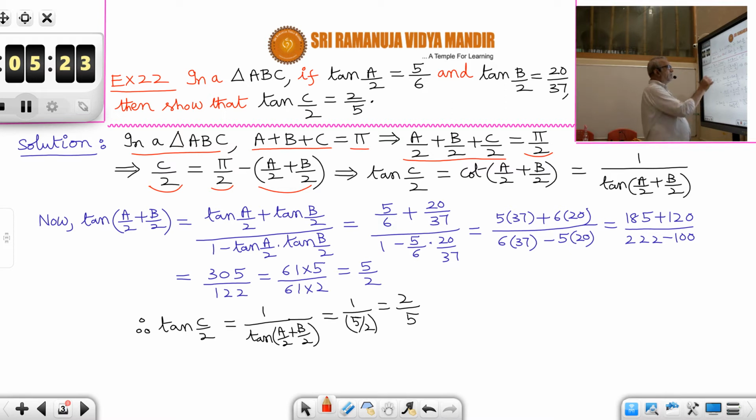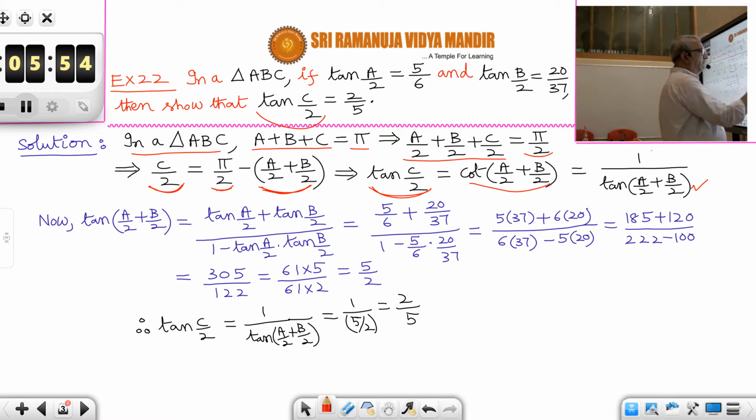Okay, so he wants the value of tan C by 2. Take tan both sides. Tan C by 2 is equal to tan 90 minus theta. Tan pi by 2 means 90 degrees. Tan 90 minus theta is cot theta. So you will get cot A by 2 plus B by 2. But cot A by 2 plus B by 2 is 1 by tan A by 2 plus B by 2. So tan C by 2 is finally 1 by tan of A by 2 plus B by 2.